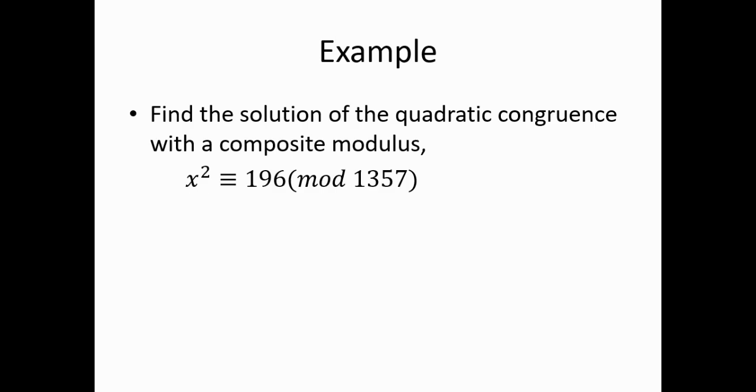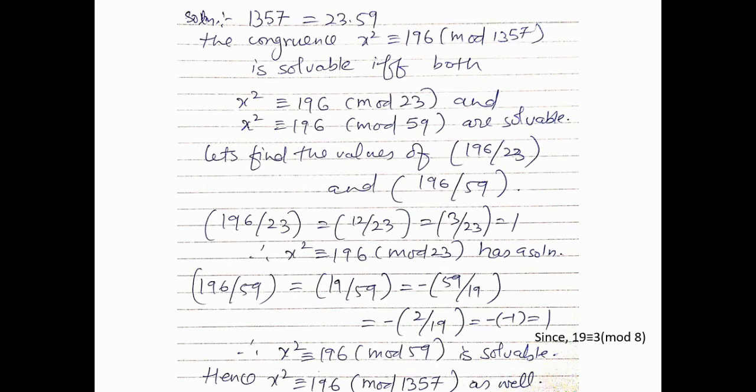Let us consider this example. We have to find the congruence with composite modulus. Here modulus 1357, x squared is congruent to 196 modulo 1357. So 1357 can be written as 23 times 59. Therefore, this congruence is solvable if and only if both of these congruences are solvable: x squared congruent to 196 modulo 23 and x squared congruent to 196 modulo 59, because 1357 is the product of these two numbers.